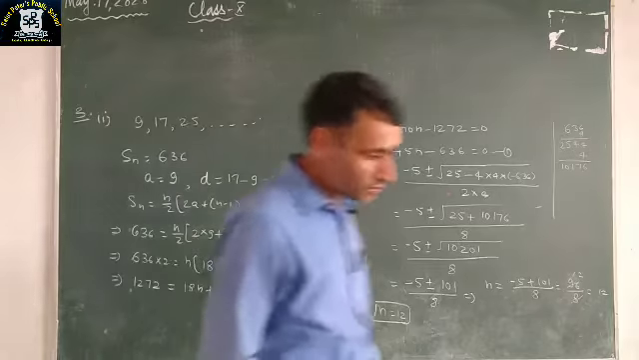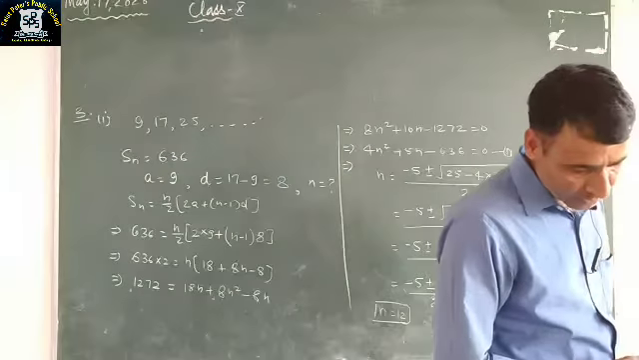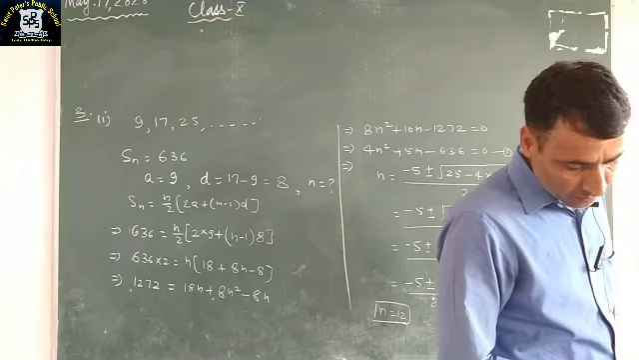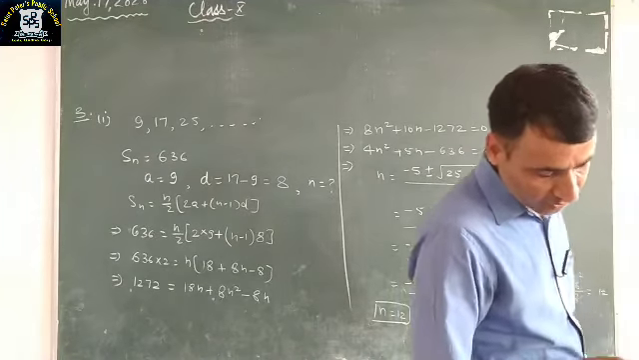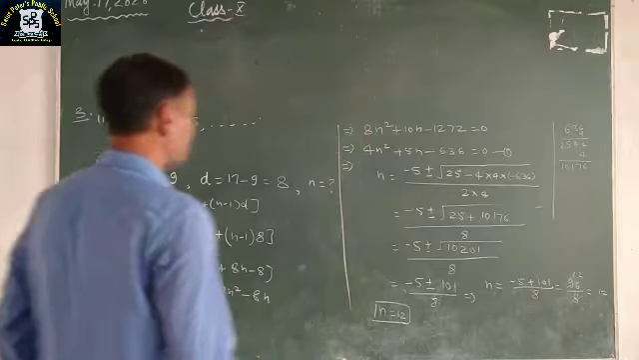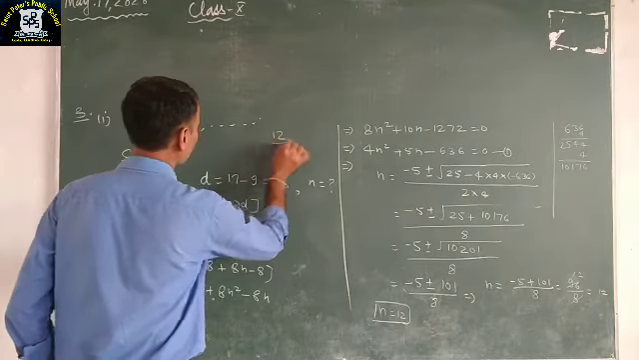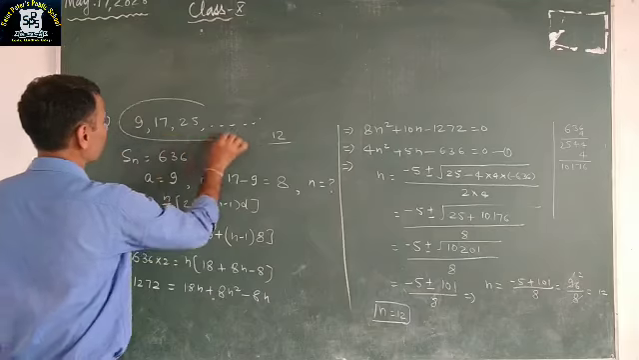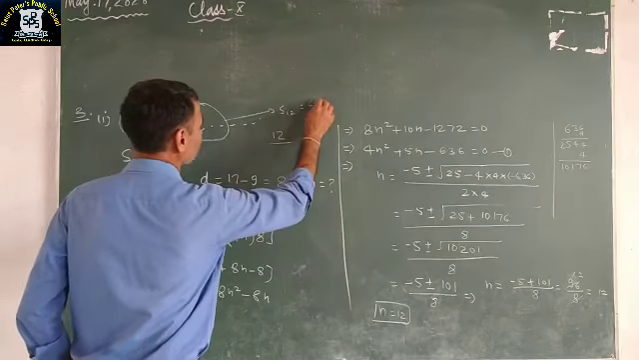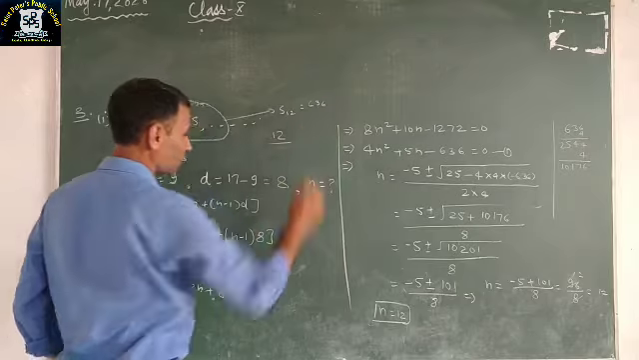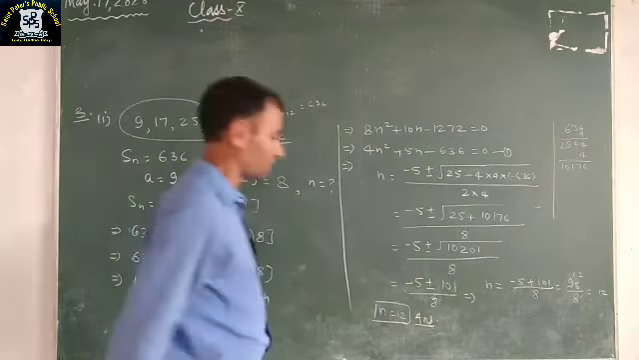So what was the question? The question asked us to find the number of terms. If we add 9, 17, 25, then we should get 636. So if we add 12 terms of this given AP, then its sum will be 636. So n is 12, it's your required answer.